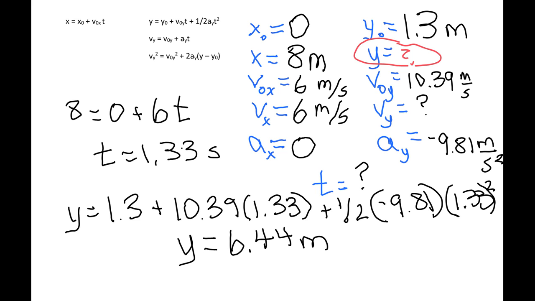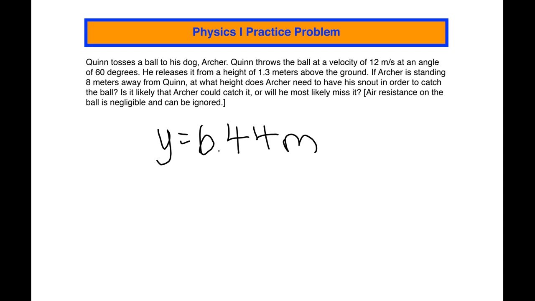Now let's go back to our original write-up of the problem and consider this answer and what it means. So we were asked to find the height at which Archer needs to have his snout in order to catch the ball, given the distance he was away from Quinn and given the velocity that Quinn threw the ball at. We've determined that that's 6.44 meters. And so the question is, is it likely that Archer could catch it, or will he most likely miss it? So let's convert meters into feet. This is approximately 21 feet.